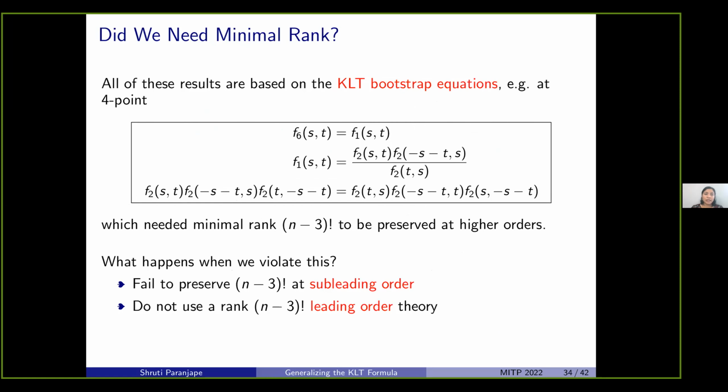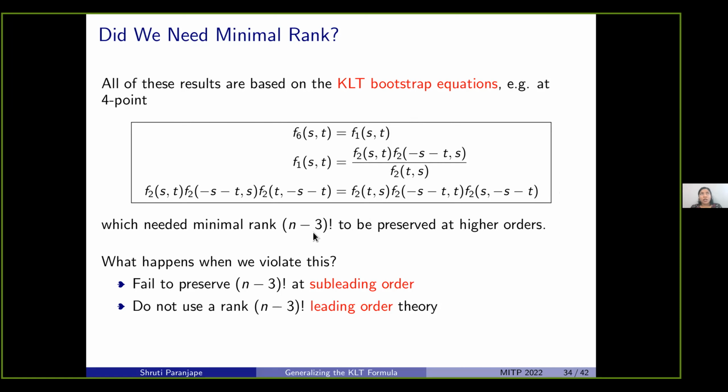So all of this that I talked about just now was based on the fact that we assumed minimal rank, meaning that endpoint amplitudes have (n-3)! independent orderings. Or in the case of bi-adjoint scalar, ((n-3)!)^2 independent orderings. And this was inherent already in the fact that the KLT bootstrap equation, 1 times 1 equals 1, I wrote in terms of this, which already assumed that the rank was 1 for 4-point.